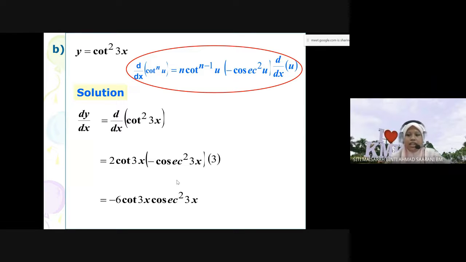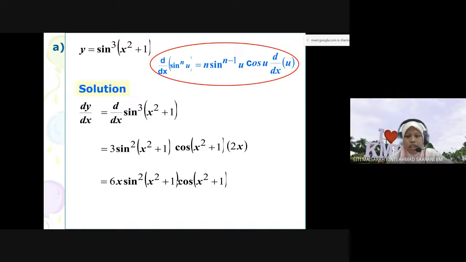Mendek ulang lagi sekali ya. Dia yang untuk part ini dia ada 4 step ya. Yang ni selalu akan tertinggal. Kalau tertinggal satu dia salah. Okay. Mendek ulang lagi sekali. Okay. Dia ada 4 step. First.